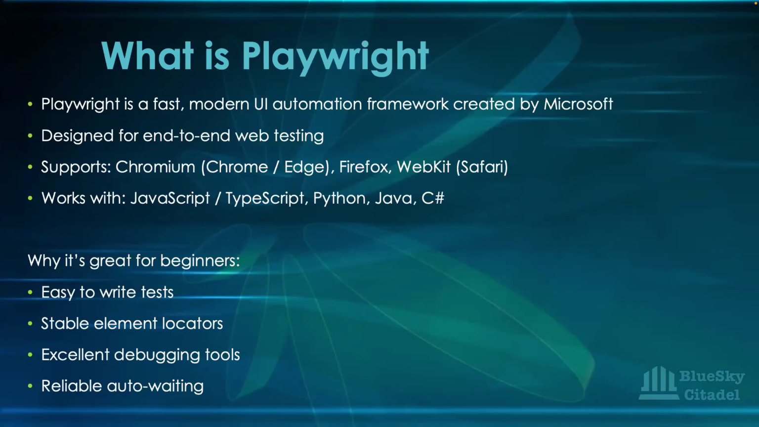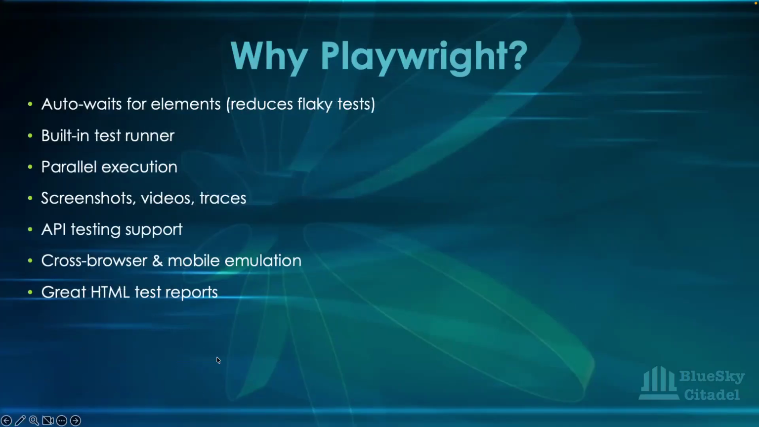Which is very, very important if you are running thousands of tests and just because an element has not loaded within 1 second, that's why it failed. It's not going to be nice, right? Because you may have to run 10,000 tests, or thousands of tests, in the pipeline every day. So similar to what we said, why Playwright? The auto wait for elements actually reduces flaky tests.